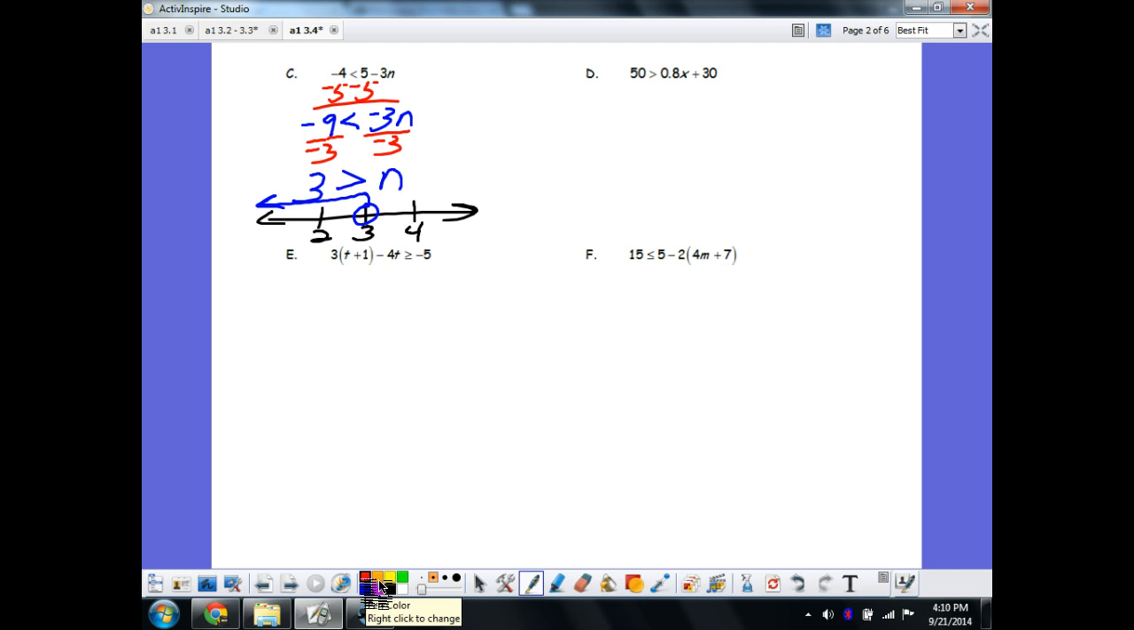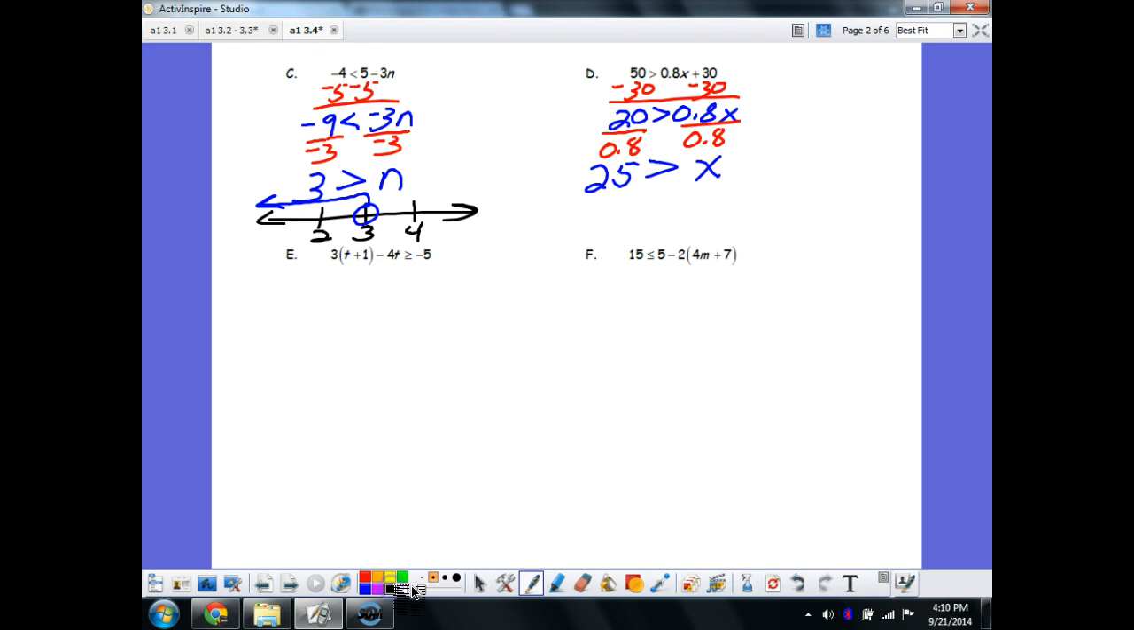In D, we would start off by subtracting 30. Then we are left with 20 is greater than 0.8x. Finally, we would divide by 0.8. In this case, we will not flip the inequality because we're dividing both sides by a positive number. So on this side, we are left with x. 20 divided by 0.8 is dividing by 4/5, or multiplying by 5/4, which is 25.